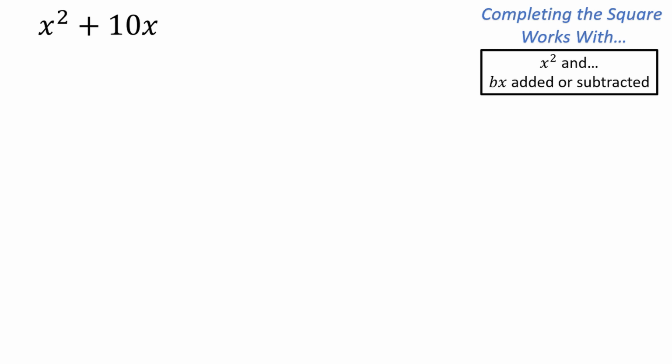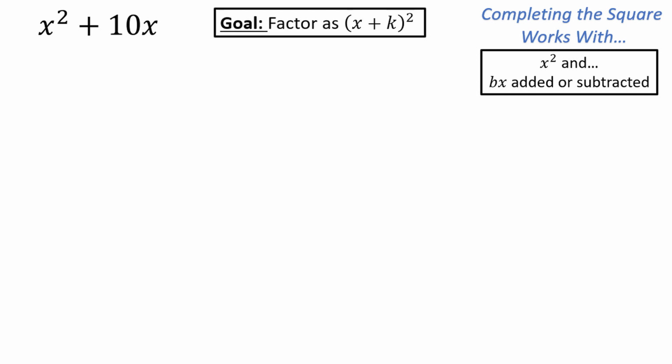What do we do next? Well, the point of completing the square is to force your problem to factor as a perfect square. In other words, we want this to factor as x plus k squared, where k is some constant. So how do we do it?